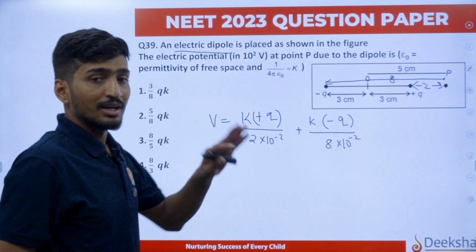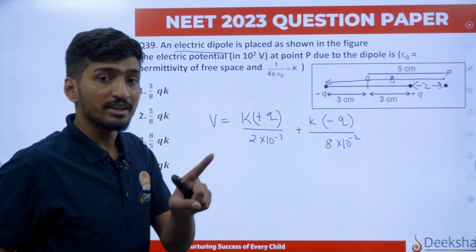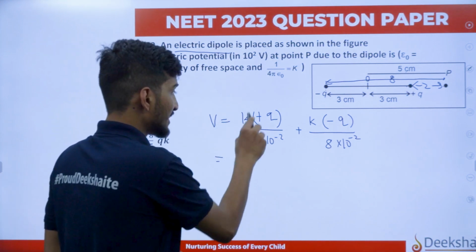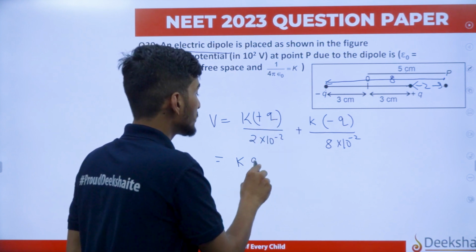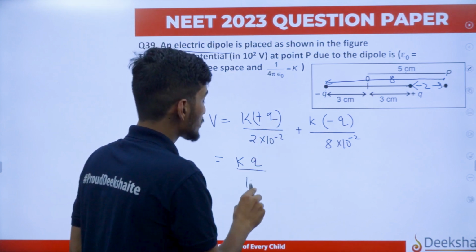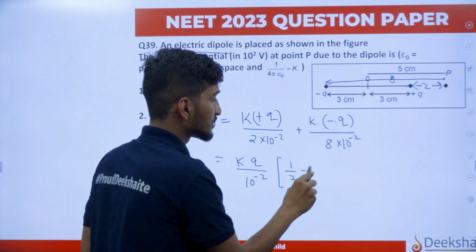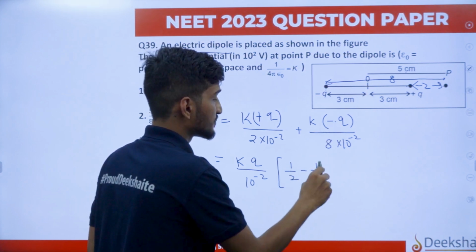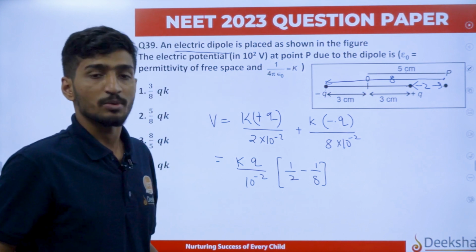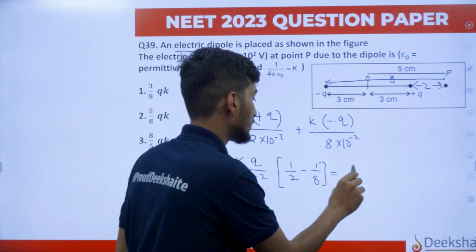Okay. Let's take everything that can be taken common out of this. K can be taken common, Q can be taken common, 10 to the power minus 2 also can be taken common, and I am left with 1 by 2 minus 1 by 8. So that can be calculated now.